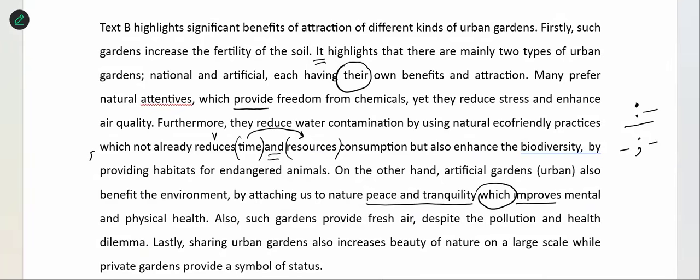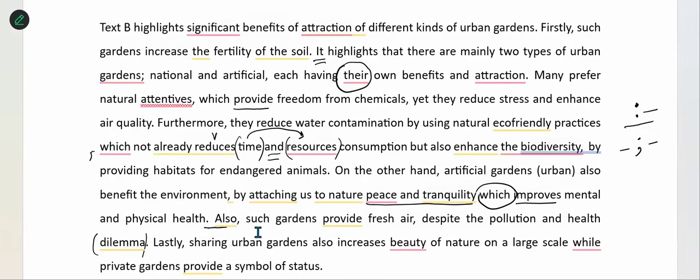Also, such gardens. This is again, also is not a good choice to start. These are called linking devices. So we should not start a sentence with linking devices. Such gardens like provide fresh air, despite the pollution and health dilemma. That is inappropriate. It's not proper. That is called word diction. So the word diction, health dilemma, is not a proper expression.